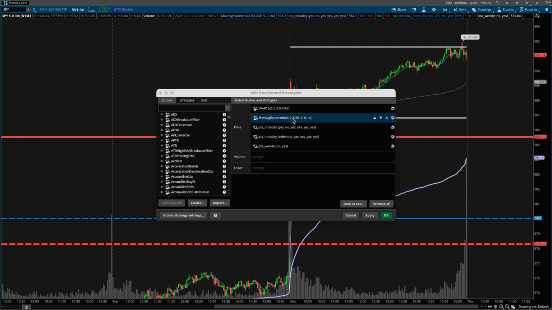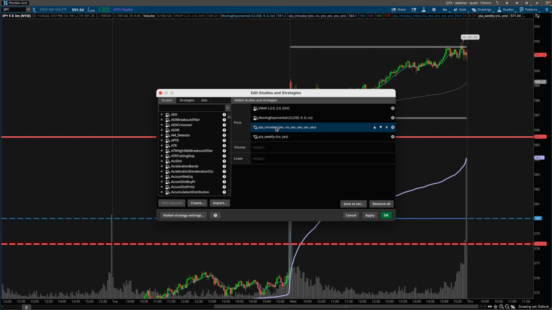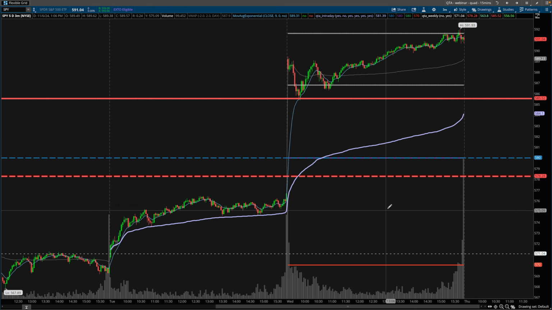We have the 9 EMA. We have the Quant Trading App scripts here. The index one you guys can ignore, that's for the SPX. We're taking a look at the SPY. So all we have is the intraday and the weekly scripts on my charts.